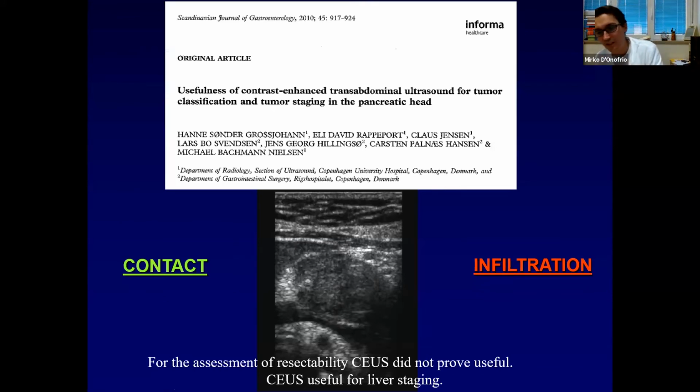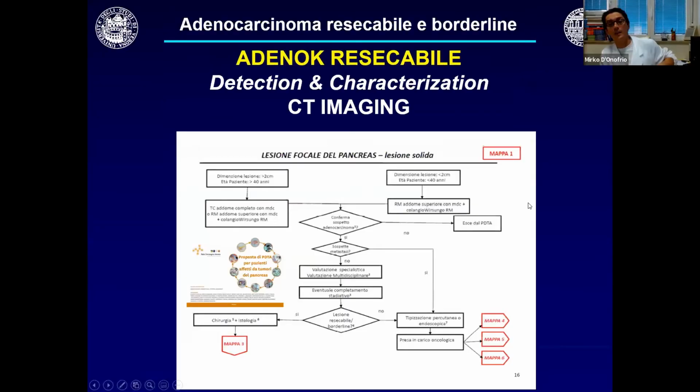I inject contrast not only for characterizing the lesion, but also to stage the liver at the end. So these are the two aims of the injection of contrast. This is an example of a lesion of the head of the pancreas with infiltration of the superior mesenteric vein. Here it was proved during the resection. The injection is only to characterize this lesion after the detection, that is markedly hypo, so ductal adenocarcinoma.